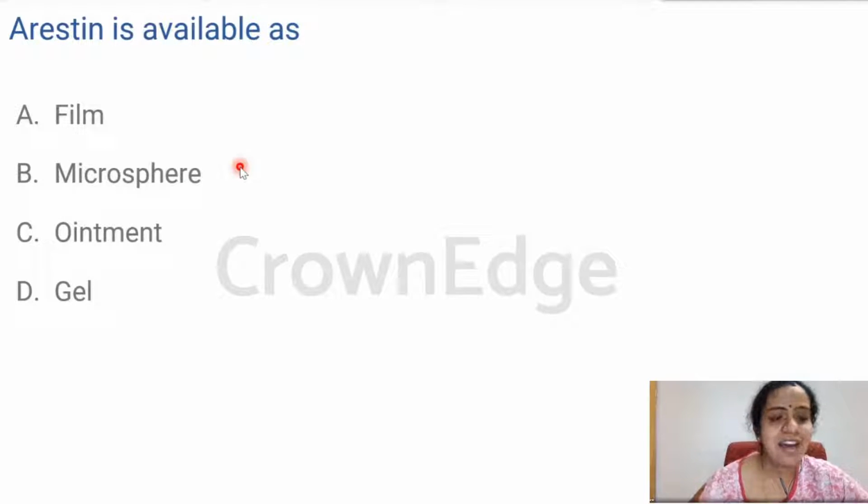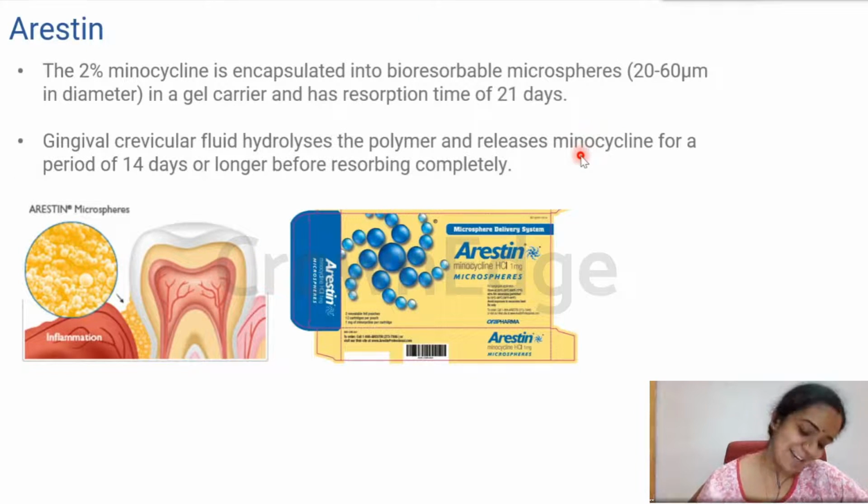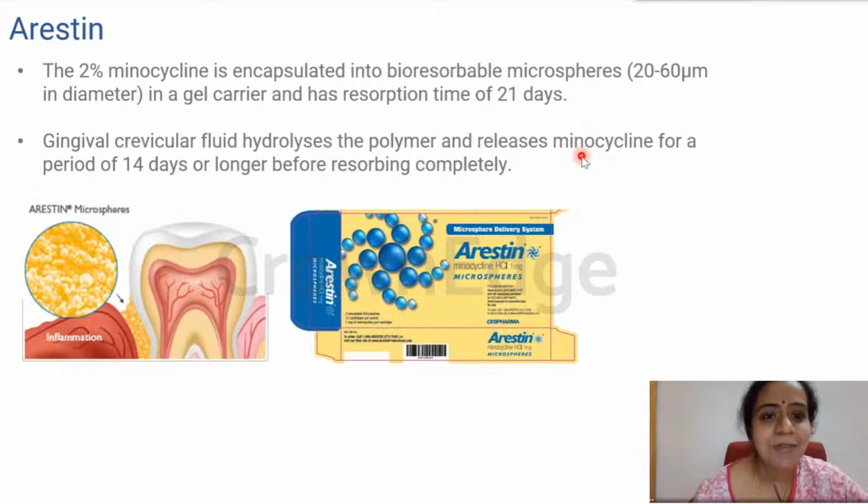Arestin. Arestin is available as film, microsphere, ointment, gel. What is Arestin? It's the microsphere. Arestin is minocycline microspheres, 2% minocycline in bioresorbable carriers with a resorption time of 21 days. That is the most important thing.